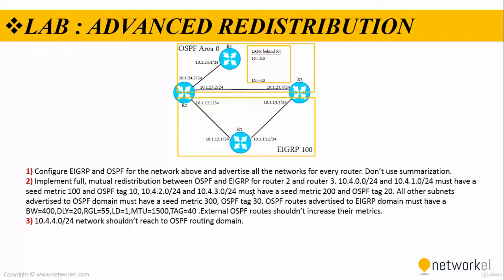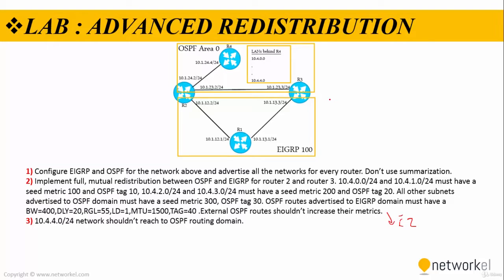Also, OSPF routes advertised into the EIGRP domain must have a bandwidth 400, delay 20, 55 reliability, load 1, and 150 MTU with a tag 40. Then external routes should not increase their metrics, which means I'm gonna use E2. In the last step it's saying that the 10.4.4.0 network should not reach the OSPF domain.